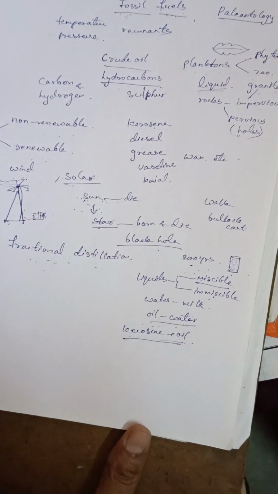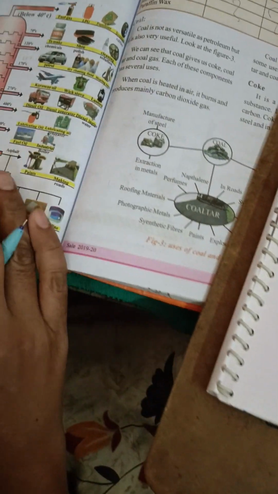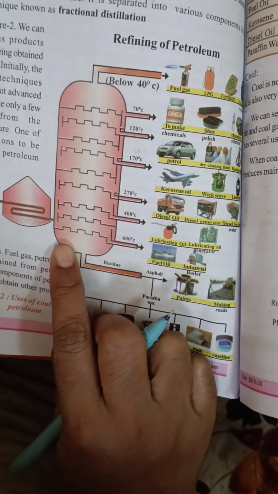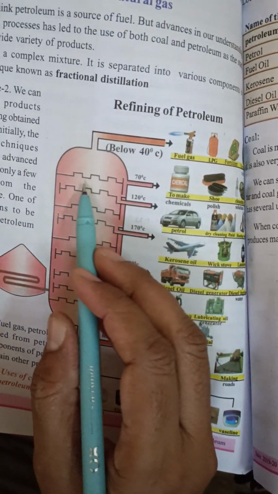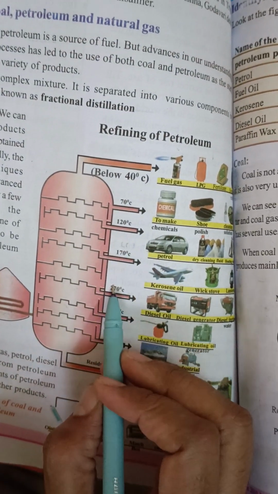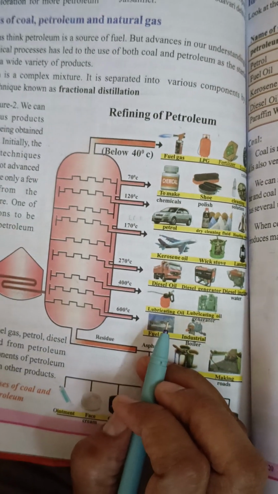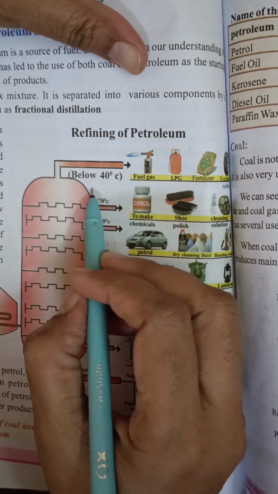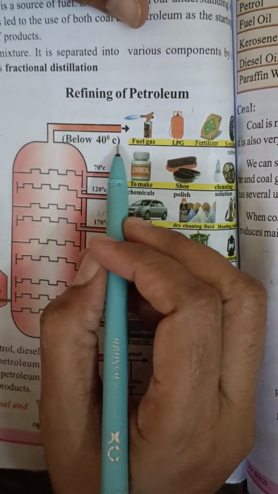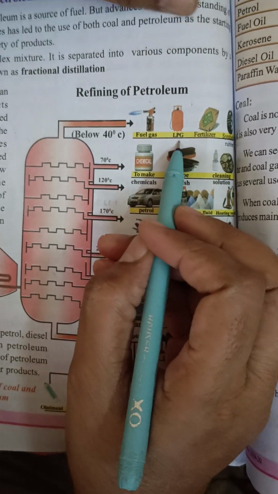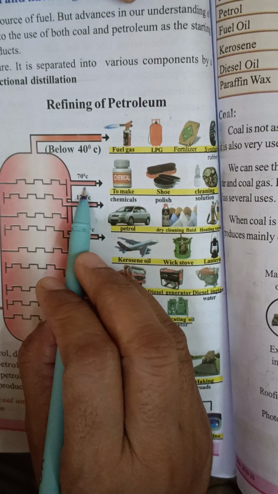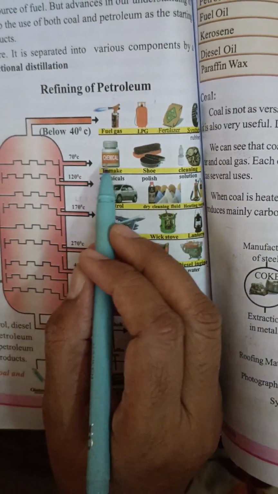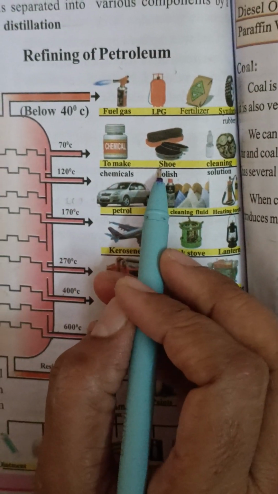Okay, in the textbook the diagram is given, you see here. Suppose this is the diagram for fractional distillation. You see here different temperatures are maintained at different columns, right? And at different temperatures we are getting different products. You see here what we are getting at the first column. Below 40 degrees Celsius we are getting fuel gas, LPG, fertilizers, etc. And at 70 degrees Celsius what we are getting? The chemicals, to make chemicals, shoe polish, etc.